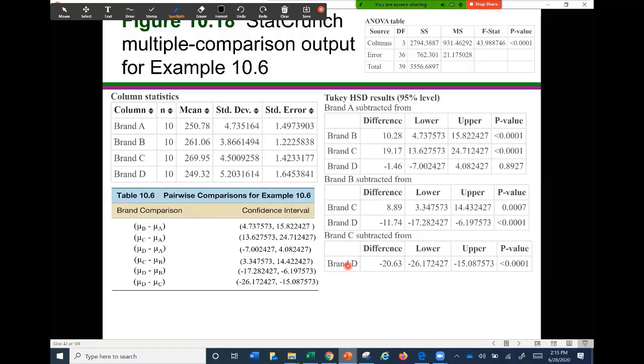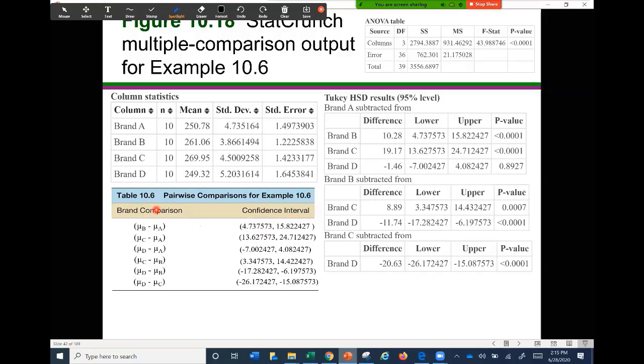Then the first comparison, B and A, but A must be subtracted from B. The mean of the population B minus the mean of the population A is given by this confidence interval. In this confidence interval, you can observe that the difference between these two means is at least 4.7, but no bigger than 15. That is the interpretation of this confidence interval.